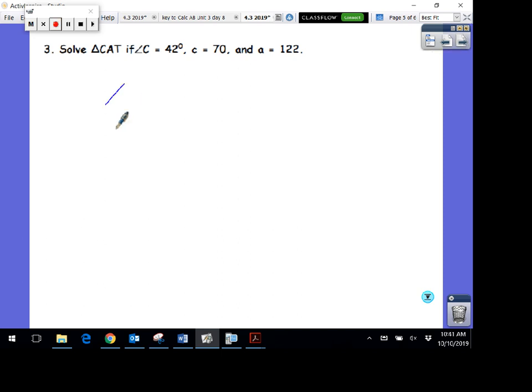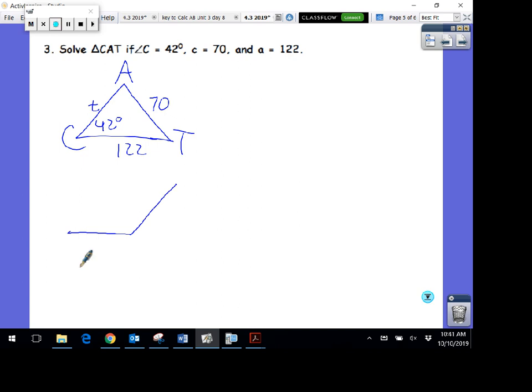All right, so here we have angle C is 42 degrees. Side C is 70. A is 122 down here, so then this is T. So that's T. So side side acute angle. So there's possibility of that 70 being out like that. We don't know what it looks like. This could be 122 and 70. That's 70 going out like that. And that's our 42-degree angle. We don't know which one it is.